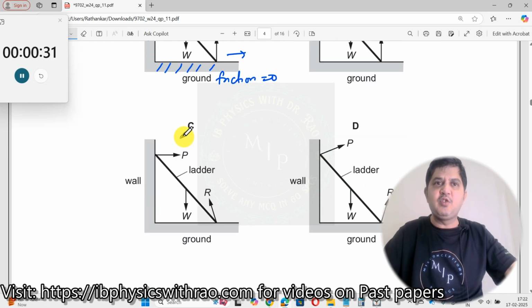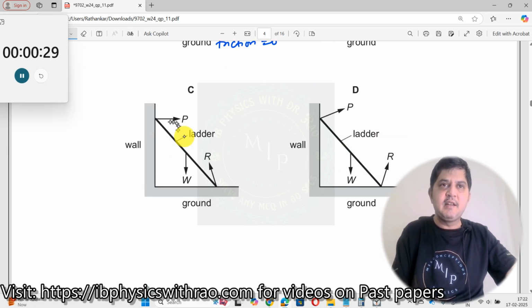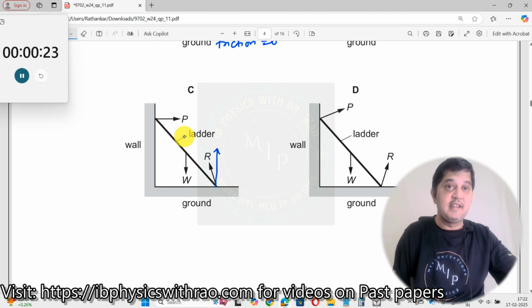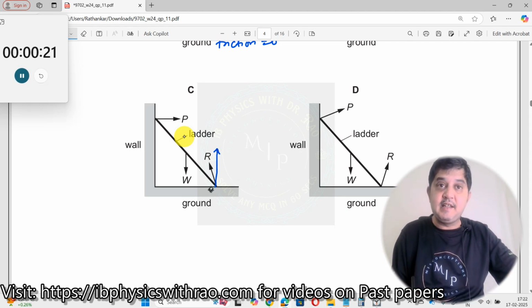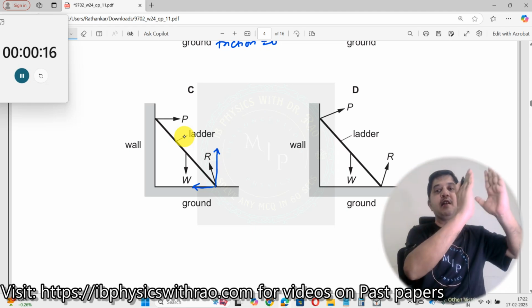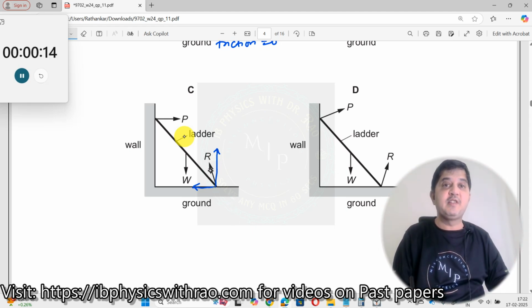Let us look at the other two options also. See, look at this here. P is here, W is here, R is acting here. R cannot act here, because R is a normal force. It should act like this. If at all there was a frictional force acting like this, that means if the ladder was going upward like this, then might be this was the case. But if there is no friction over here, this is incorrect.